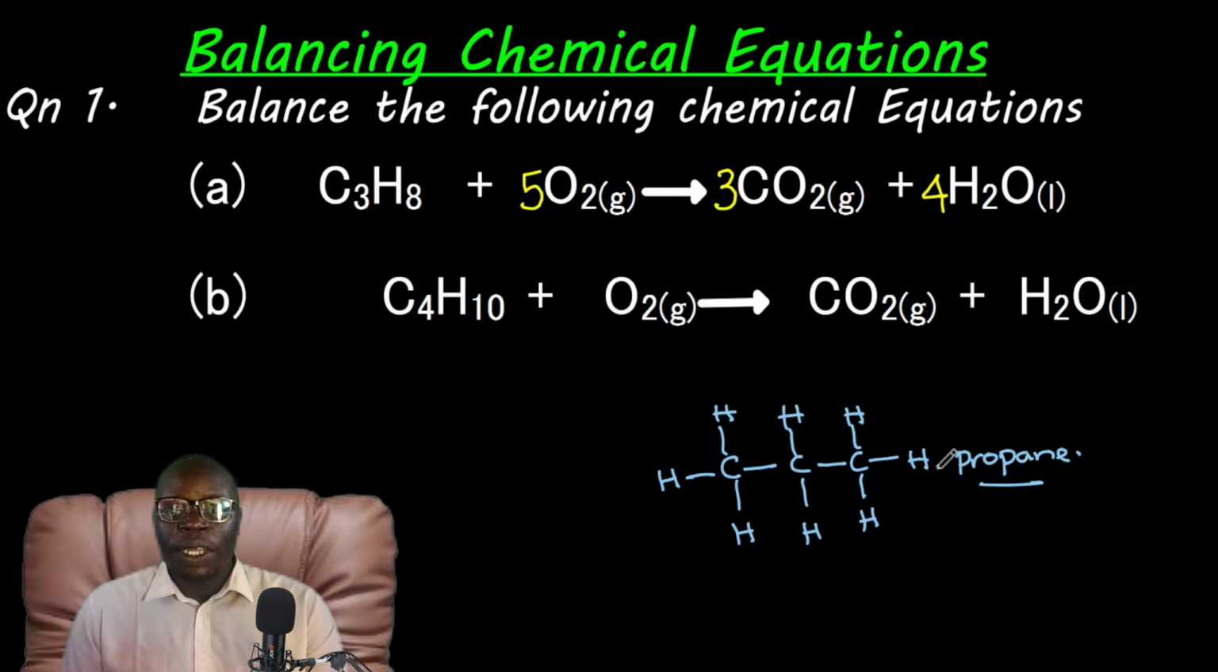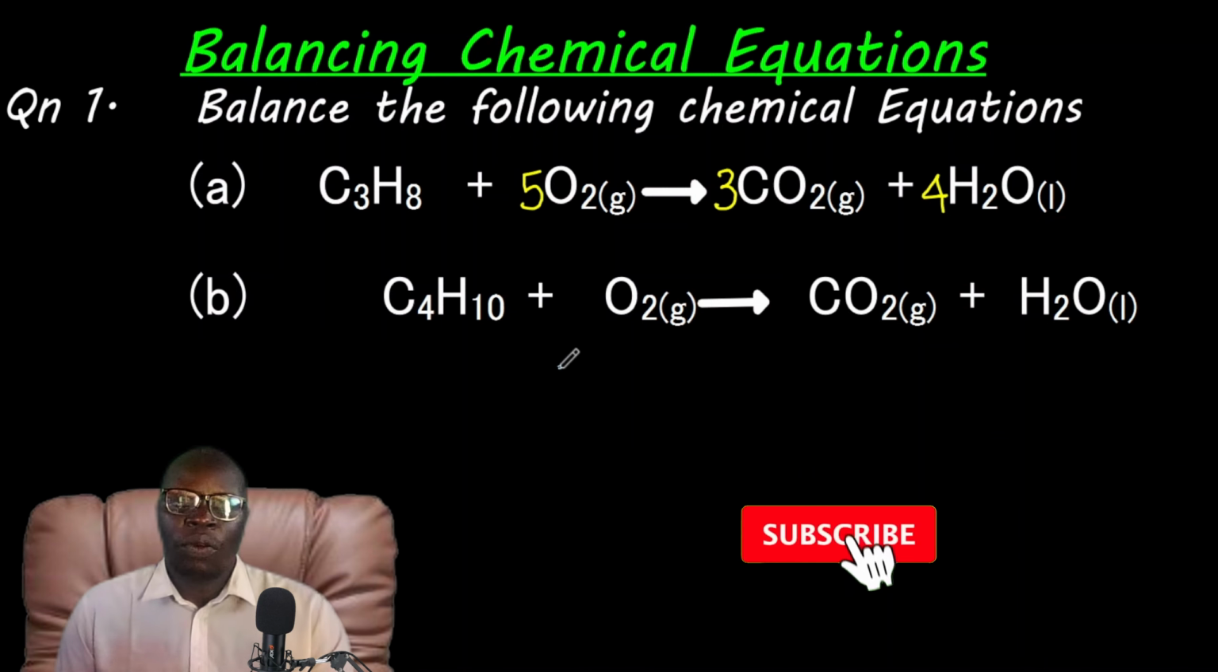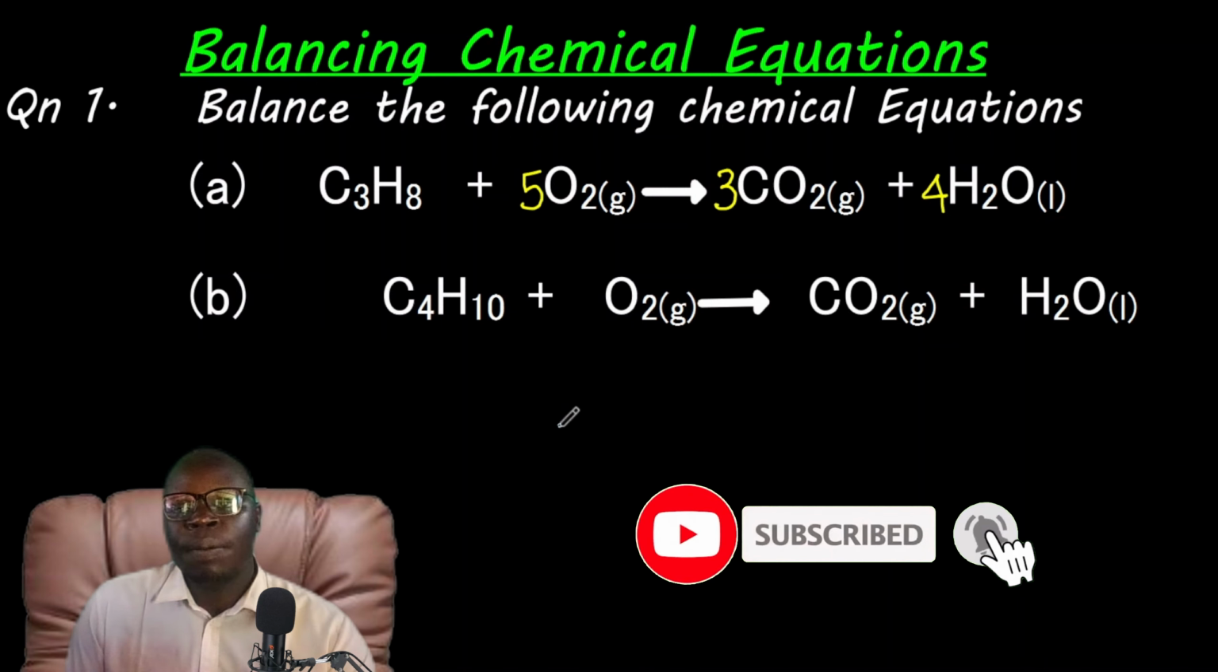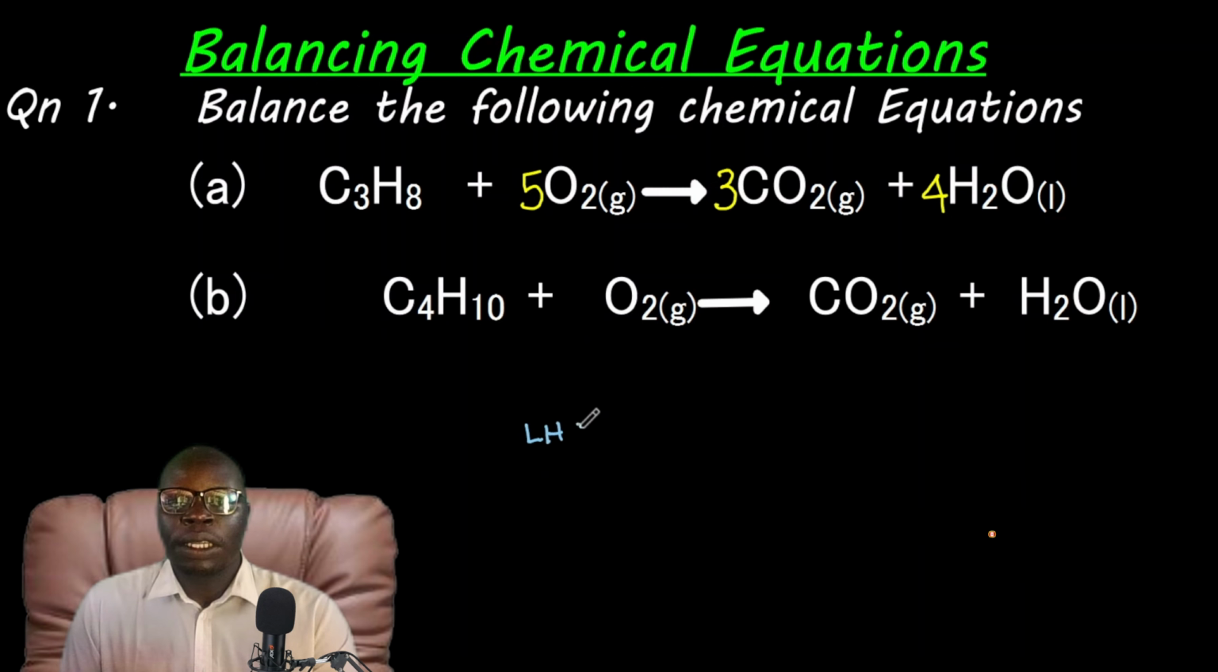Now for butane, we just need to add another extra C to make 4, and we distribute the other 2 remaining 1 to make also the same structure. For now, we are not after the structure, but we are after balancing chemical equations. So let's move on to the second question here, and we also do the same, where we have the left hand side and we have the right hand side.